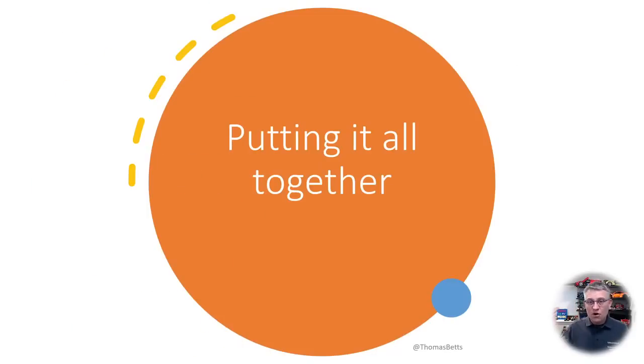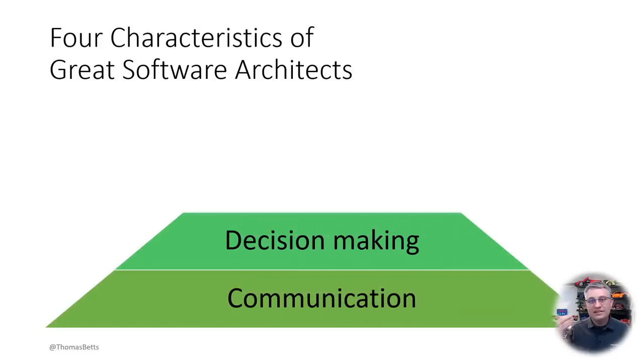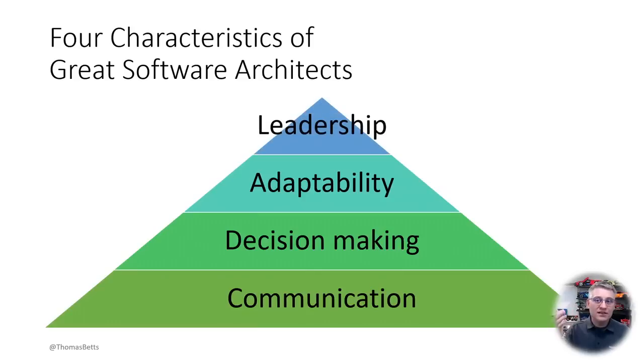So that gets us through all four of the important skills. Let's put them together and talk about some practical examples. So to recap, our four characteristics of great software architects start with communication, decision-making, adaptability, and leadership.